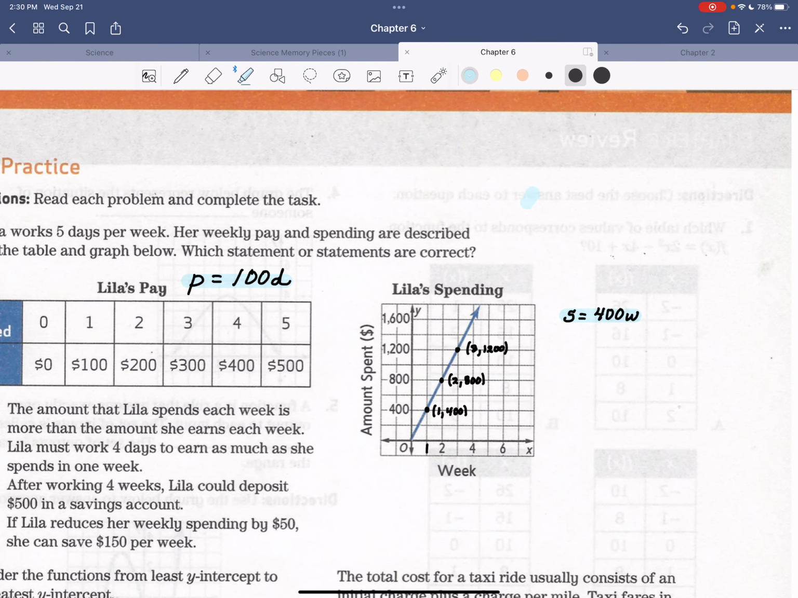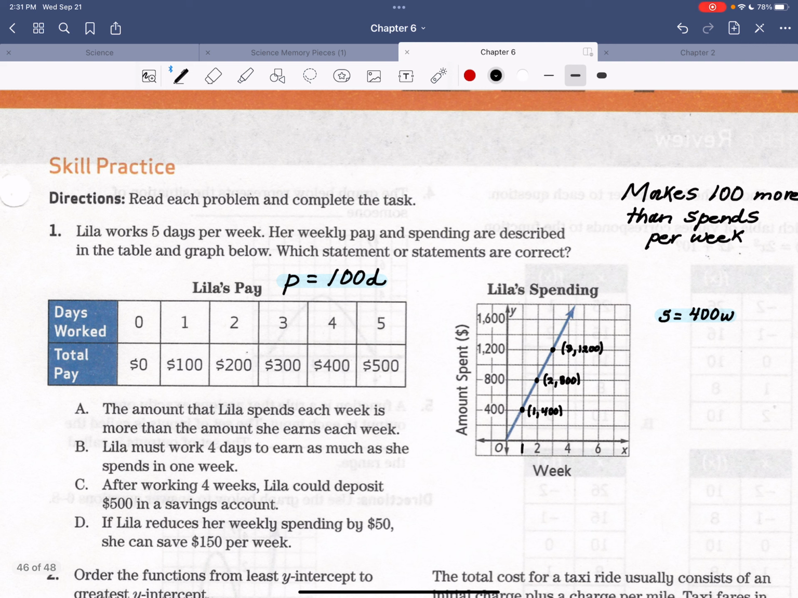So we can tell that, let me just write that down because I suspect we're going to need to use that. Lila makes $100 more than she spends per week. So get that fixed into your head. It's very important. And then let's look at our question.